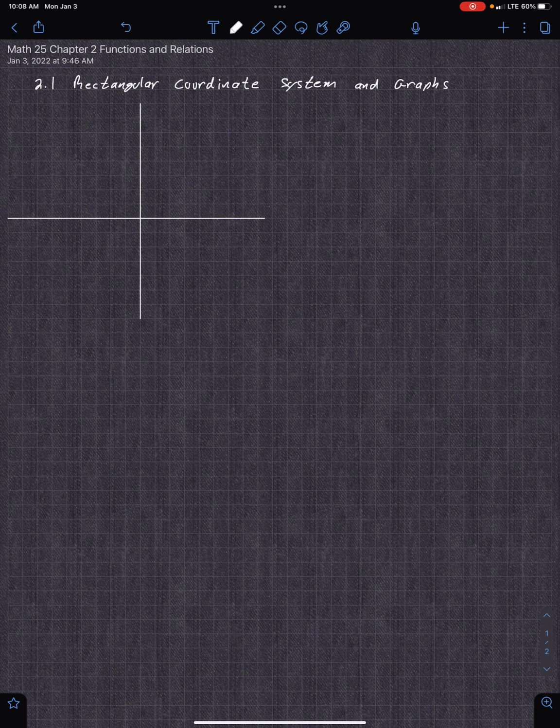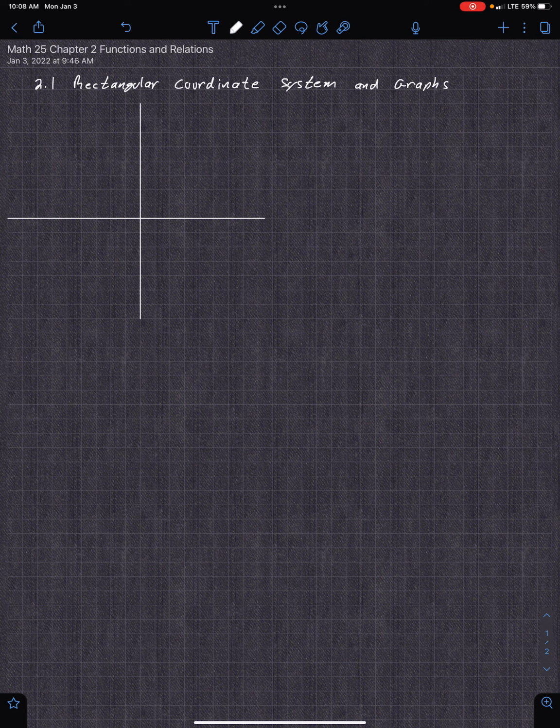Chapter 2 is on functions and relations and graphing those and other aspects of functions mostly. 2.1 is on the rectangular coordinate system and graphs. So this should be review, getting into what the rectangular coordinate system is, what it looks like.